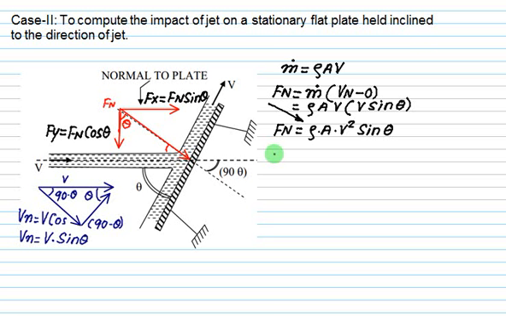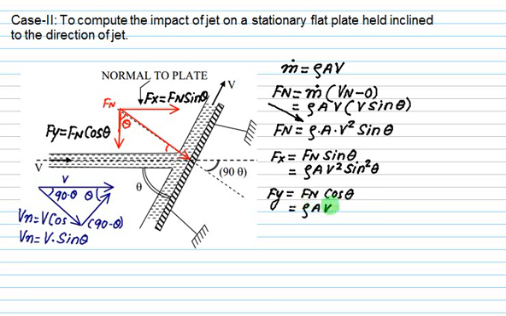But what is Fx? Is Fx equal to Fn sin theta? So Fx equals Fn sin theta. So what is the value of Fx? Fn we will replace like this. So is it rho times A times V square sin of what? Sin square of theta. Similarly, what is the value of Fy? It is the same as Fn into cos theta. That will be equal to rho times A times V square, is it a cos square theta?